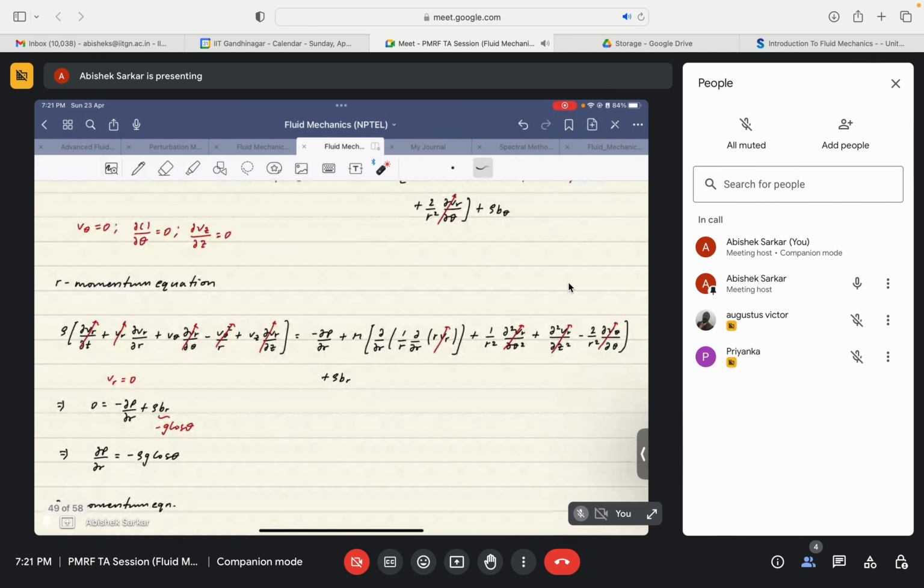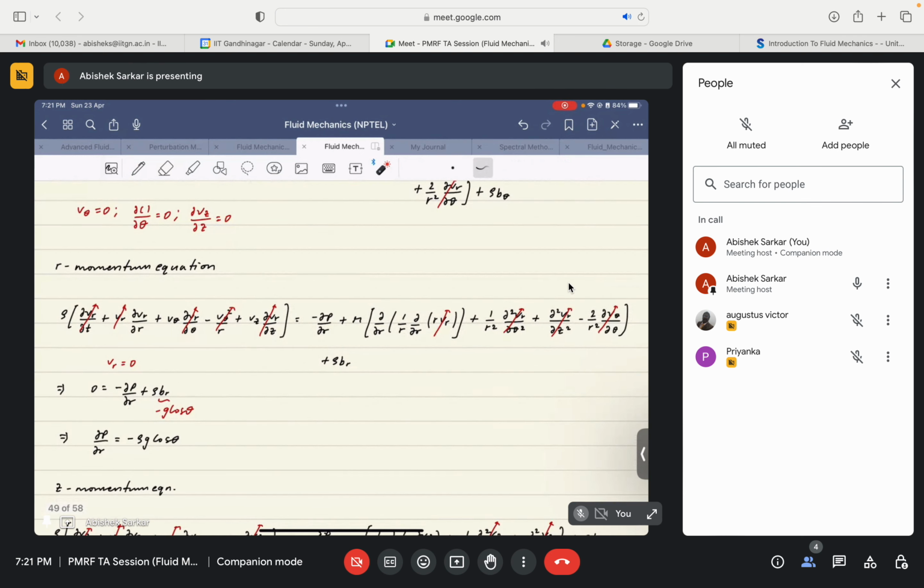Again, from the r momentum equation, we get minus dou p by dou r plus rho br is equal to 0, and br equals minus g cos theta. This is by decomposing the body force component along the r and z direction. I won't go through the derivation again. So our conclusion is that dou p by dou r is equal to minus rho g cos theta.